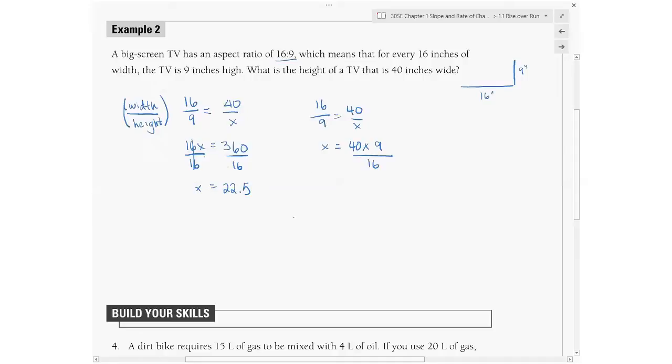and then divide by the number that's diagonal from the x. You can see that's exactly what we did here. We did 40 times 9 divided by 16. It's just a shortcut if you want to use it.